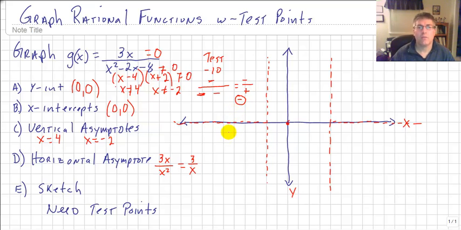And the reason I don't care what the exact value is is because I know what my graph looks like with asymptotic behavior, or our end behavior. We know our graph is going to look something like that.